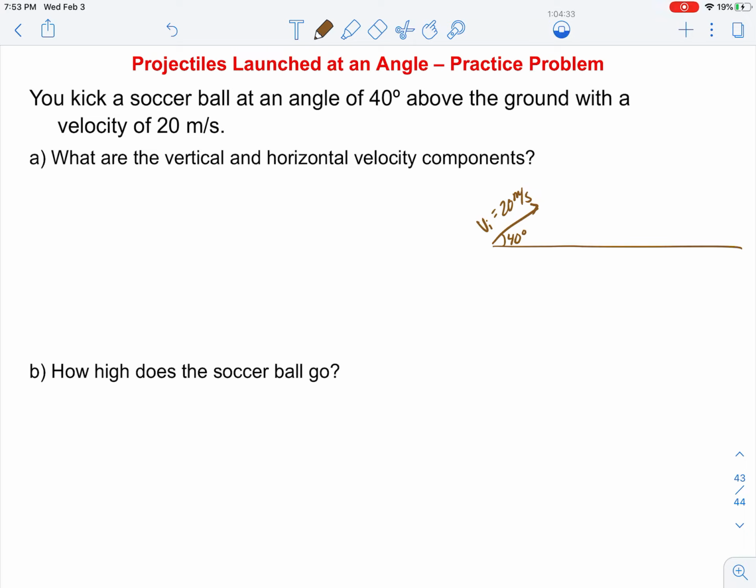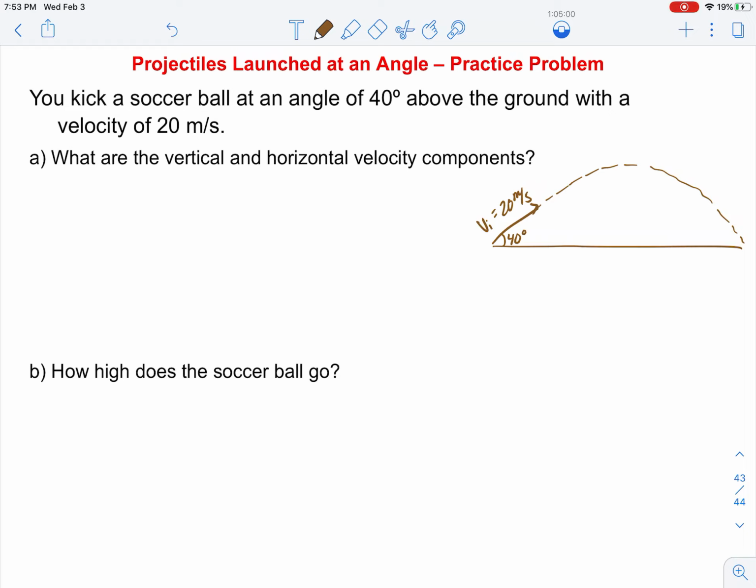The first question asks, what are the vertical and horizontal components of this soccer ball's velocity? Now, before we get into the specifics, I want to make sure that everybody understands this is a projectile that's being launched, so it's going to follow a true parabolic path. This question is not asking for displacement. We are not trying to do a right triangle to get how high or how far.